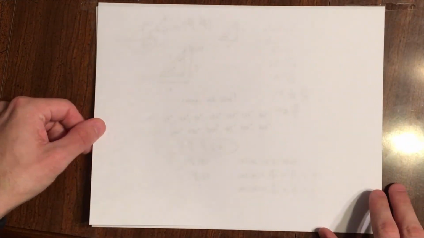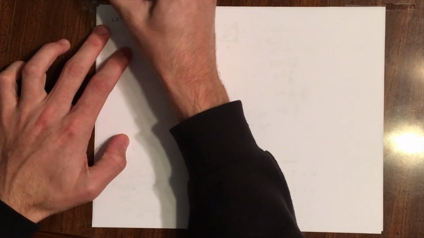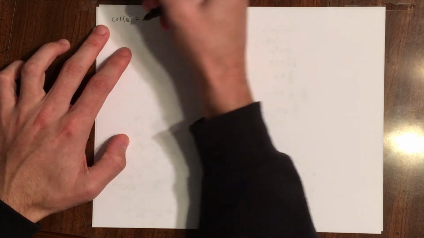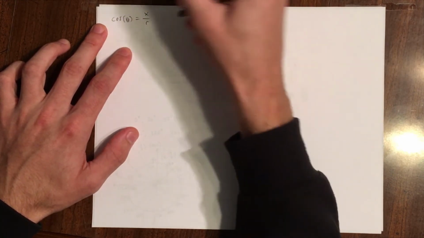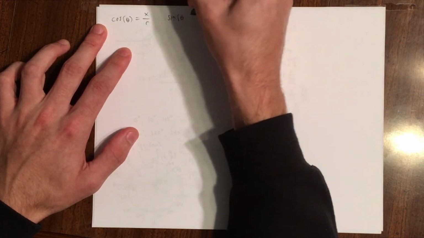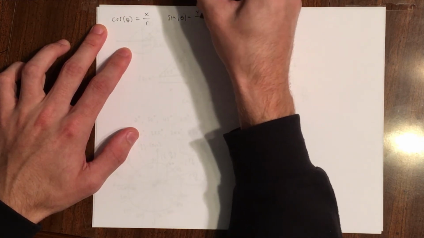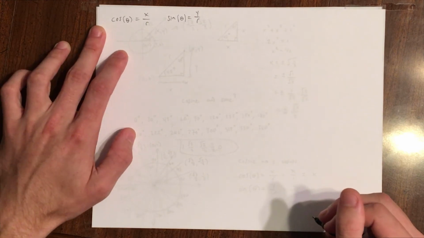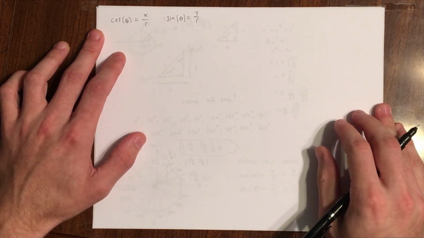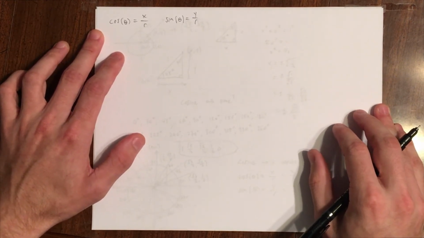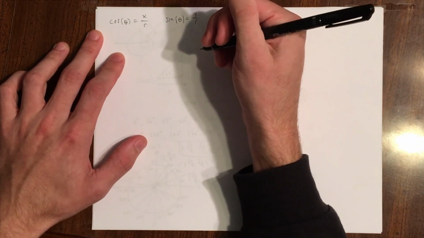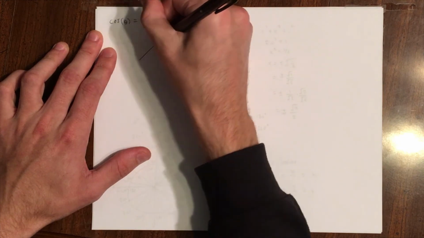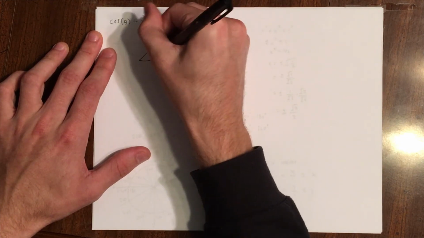Okay, so here's what we're going to use. We're going to say that cosine of an angle is equal to the x value over the radius, and sine of an angle is equal to the y value over the radius. Right? These are just relationships that we have defined. Okay, and we can use these for right triangles again.